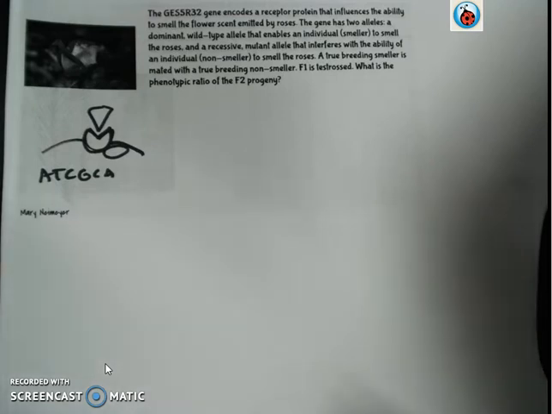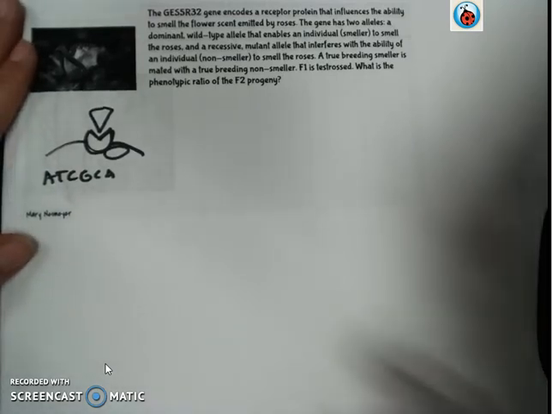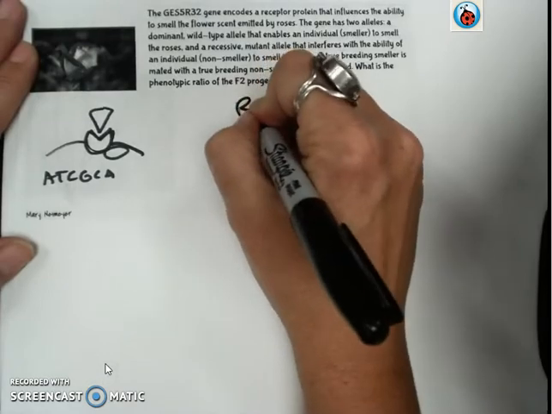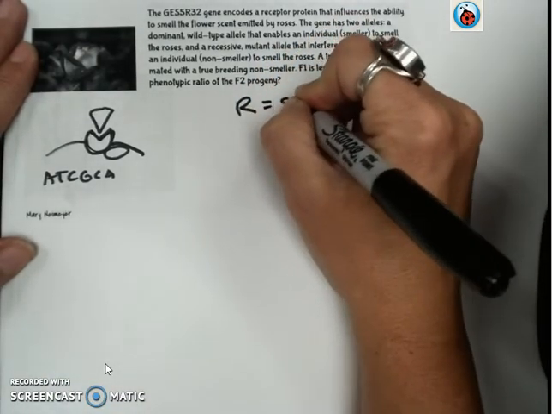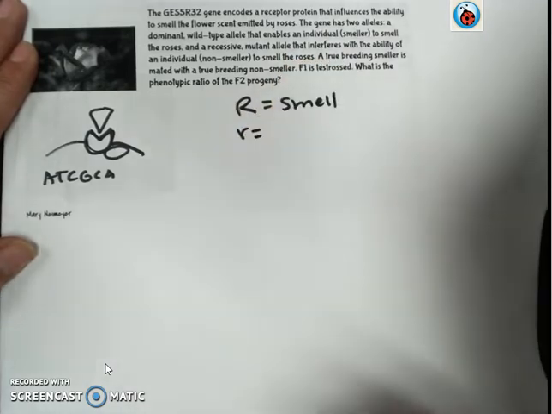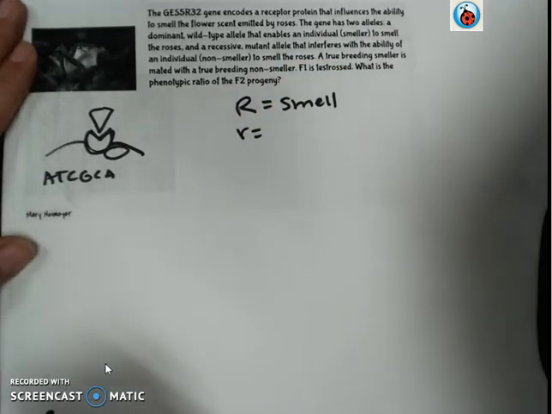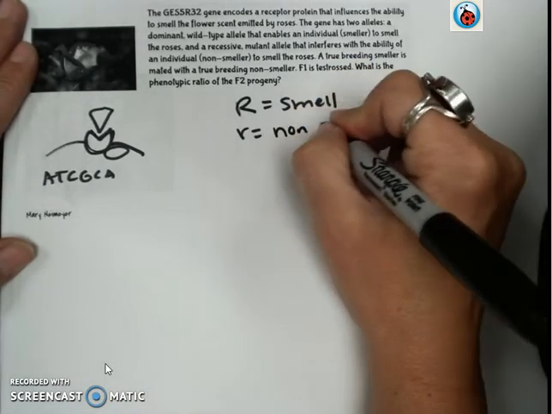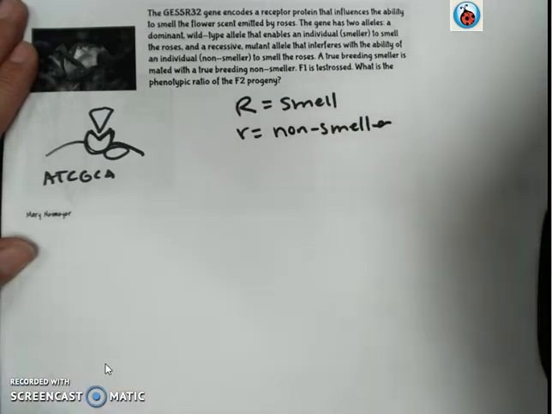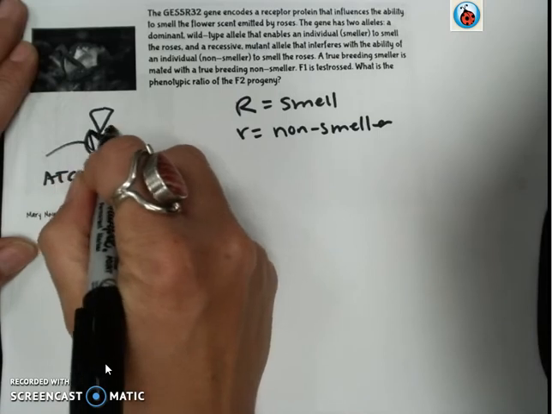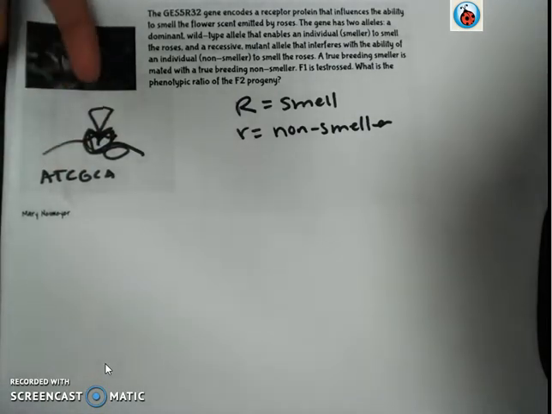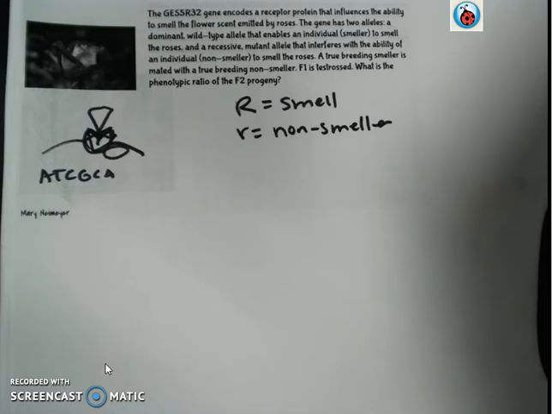So in this question, the gene has two alleles: a dominant wild type allele that enables an individual to smell the roses. It says it's dominant, so you can smell the roses. And then it says the recessive mutant allele interferes with the ability of the individual to smell the roses, so they are a non-smeller. As I visualize what this is saying, this protein is maybe not shaped correctly, and they never receive the information of that nice smell.